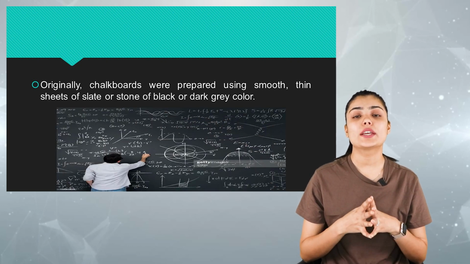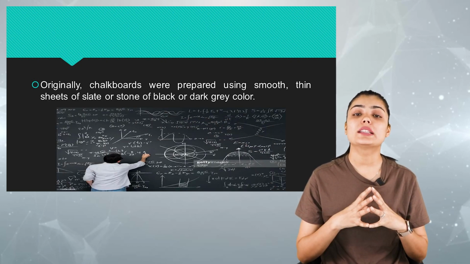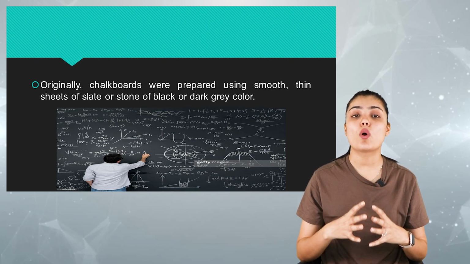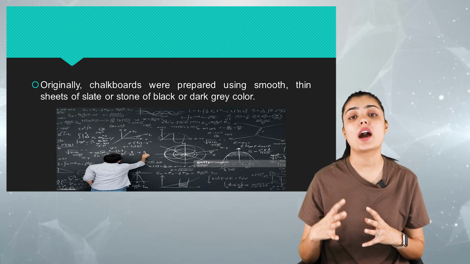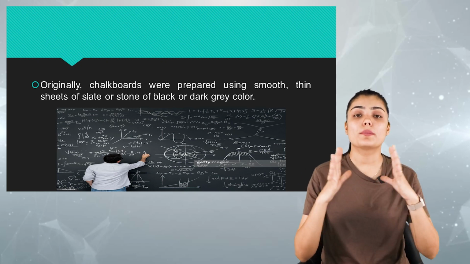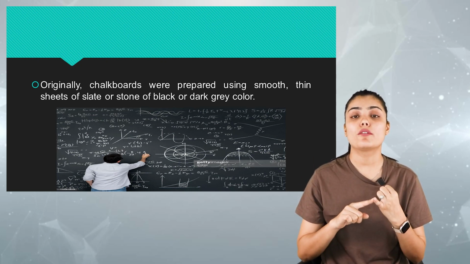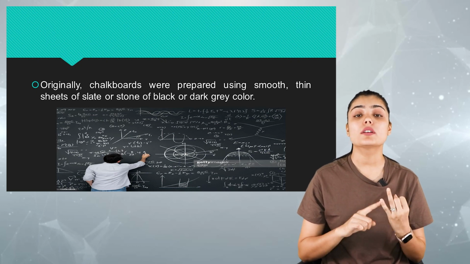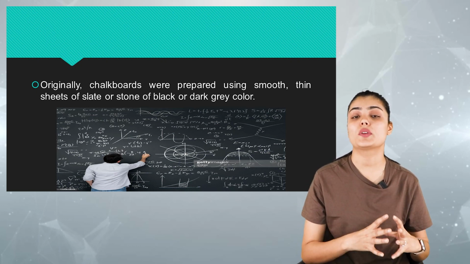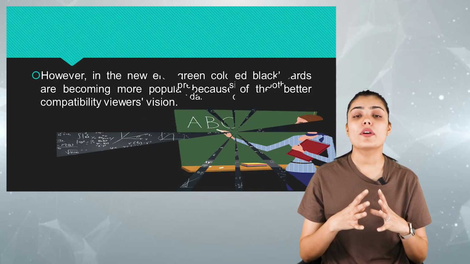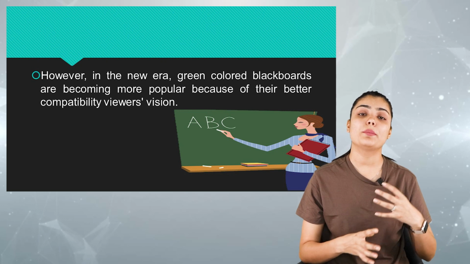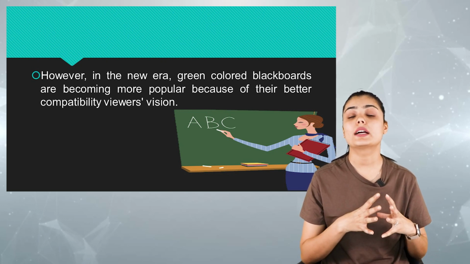Chalkboards are usually prepared using a thin and smooth sheet of stone or slate that is black in color or dark gray in color. So, the blackboard is either made out of a slate or a smooth stone, which is usually black in color or dark gray in color. However, as I said, it is usually made with a black colored stone or a black colored slate.